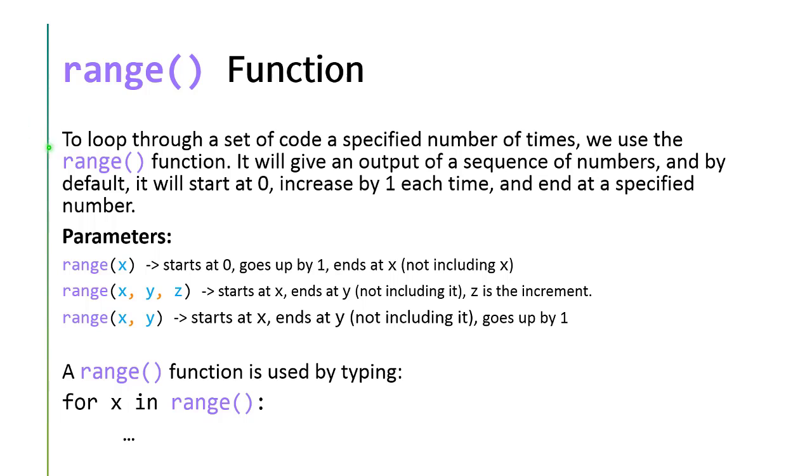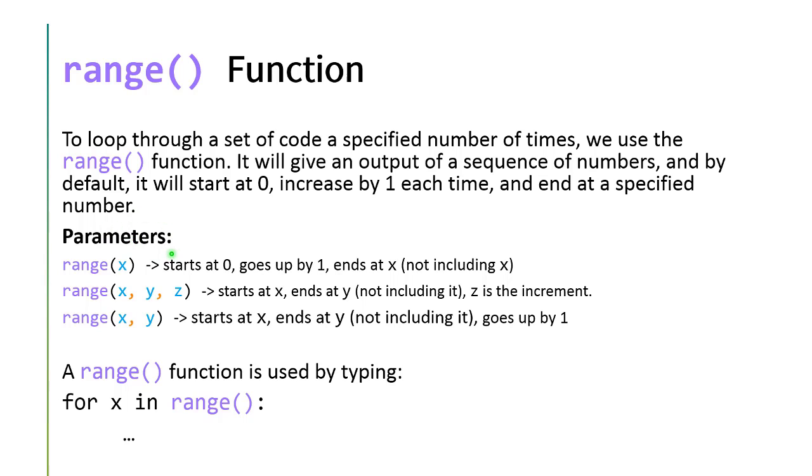Range function. To loop through a set of code a specified number of times, use the range function. It'll give an output of a sequence of numbers, and by default it'll start at 0, increase by 1 each time, and end at a specified number. And here are the parameters.